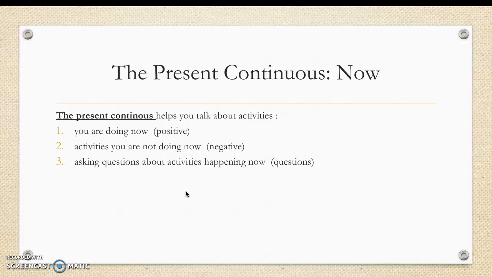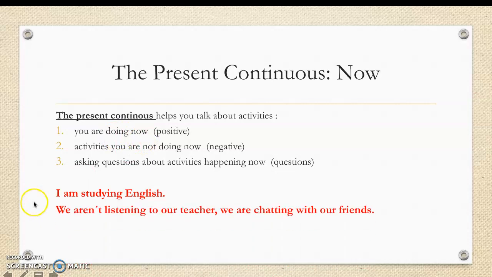Let's have a look at some examples, and then we'll practice. I'm studying English. That is an activity you are doing now. We aren't listening to our teacher, we are chatting with our friends. Here we have two activities. An activity you're not doing now, we aren't listening, and an activity we are doing now, chatting with our friends. Now let's look at a question. What are you doing? It's asking questions about now. So you ready? Let's practice.